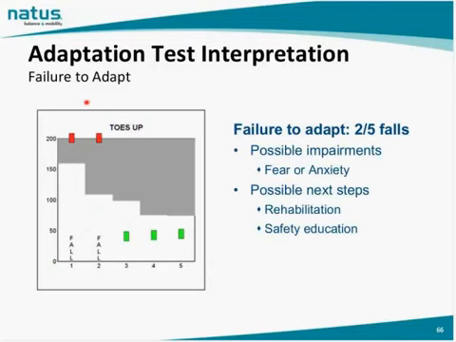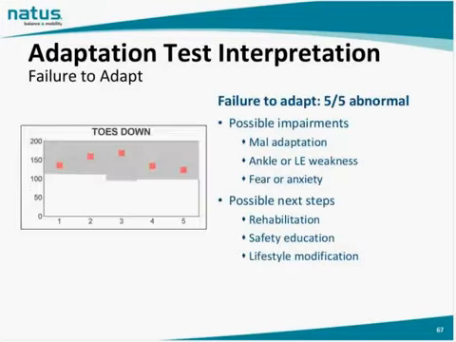Here's failure to adapt on the first 2, possibly a little bit of anxiety, a little bit of rehab, a little bit of safety education. They could handle the examination eventually here, so it's not a problem that cannot be resolved. However, total failure to adapt.